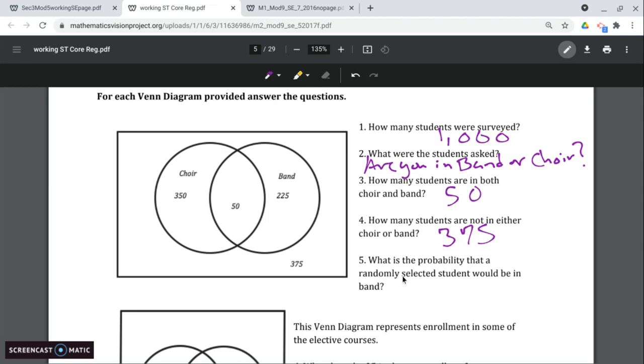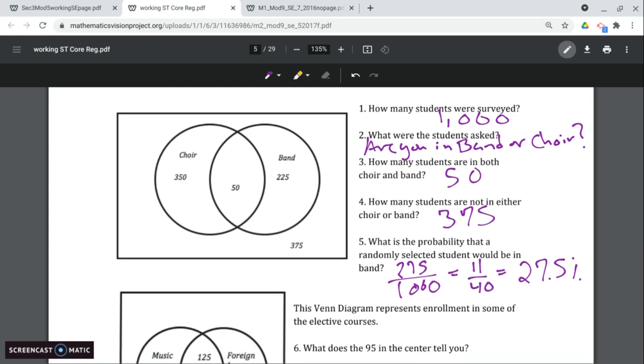What's the probability that a randomly selected student would be in band? We're looking at how many students are in band. We've got 225 plus the 50 that are in both. So really 275 out of 1,000, because that's how many total students were surveyed, which reduces down to 11 over 40, which equals about 27.5%. So looking at lots of probability here in this lesson. Your key word for this lesson is probability.